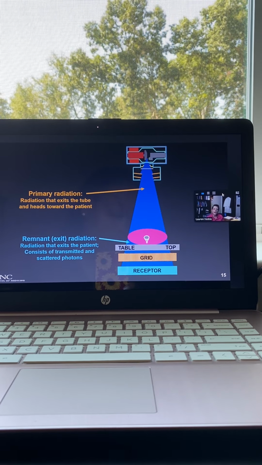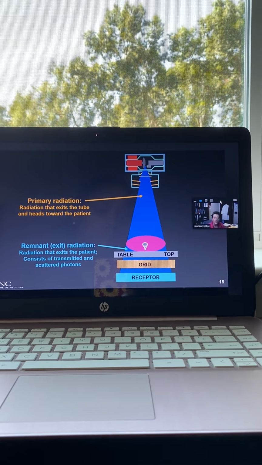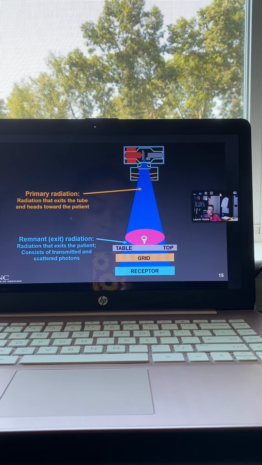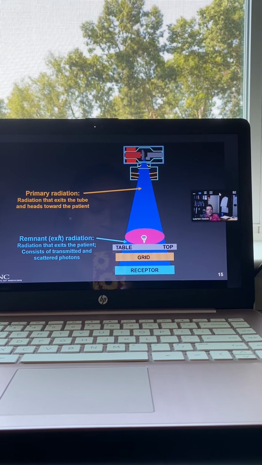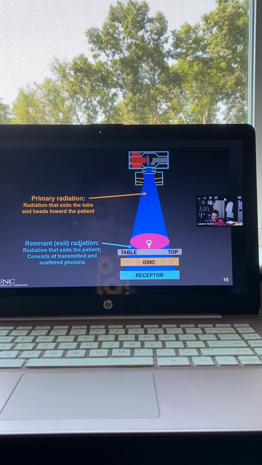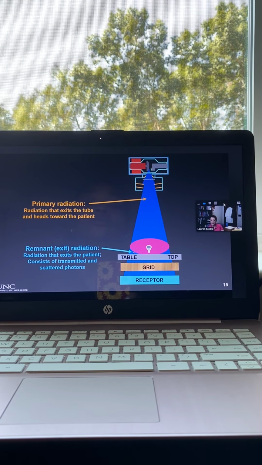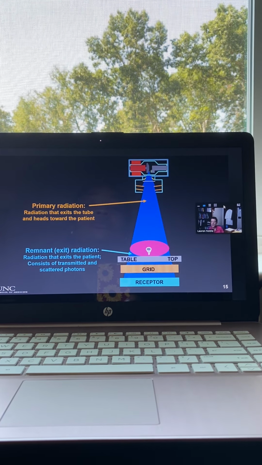So primary radiation is radiation that heads down towards the patient. That's our primary beam. Okay. Then we've got this other term, remnant radiation. It's also referred to as exit radiation. The remnant radiation or exit radiation, that is radiation that exits the patient.